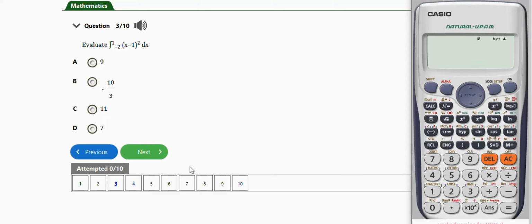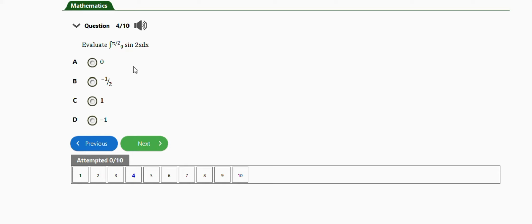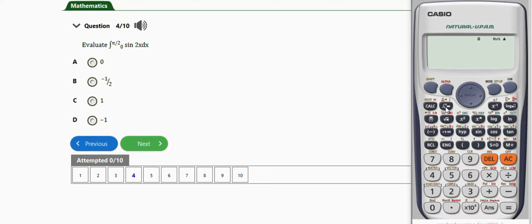Let's solve the next repeated question, which is this one. It says evaluate. The upper limit is pi over 2, the lower limit is 0, and we have sin 2x dx. Let's bring out the calculator and solve. Bring out the definite integral. The upper limit is in fractions, so we have pi over 2. The lower limit is 0. Come here and put the function. We have sin 2x.